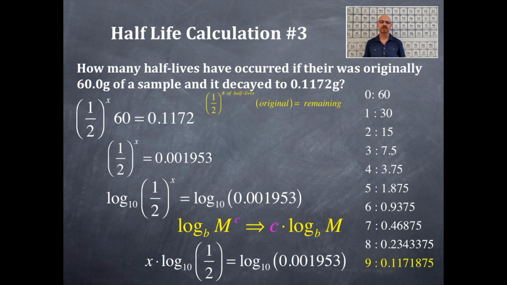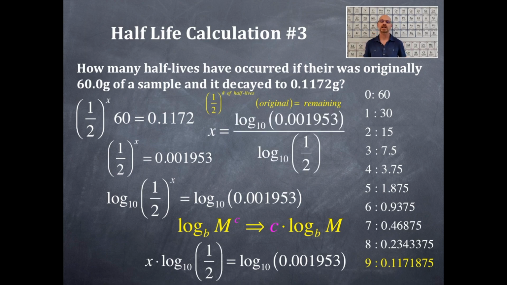Now we need to solve for x. That's all we've been doing this whole time. So we're going to divide both sides. We're going to isolate the x. It's on the left-hand side. We're going to divide both sides by log base 10 of 1/2. And that's what we've got right there. Now we're going to divide those out, and then we're going to get ourselves an answer. What is that answer? 9. So it is 9 half-lives, exactly.